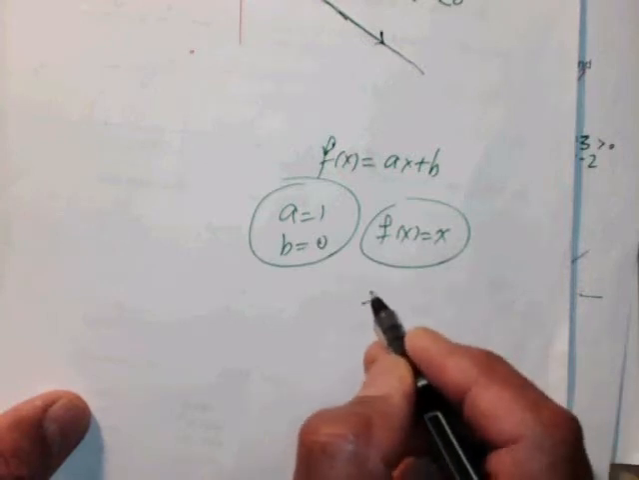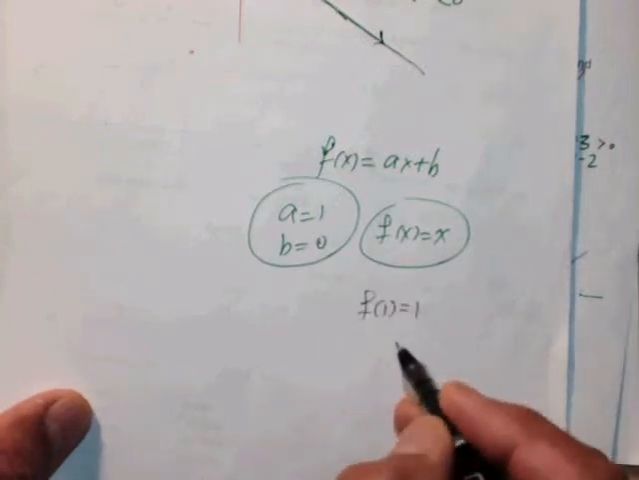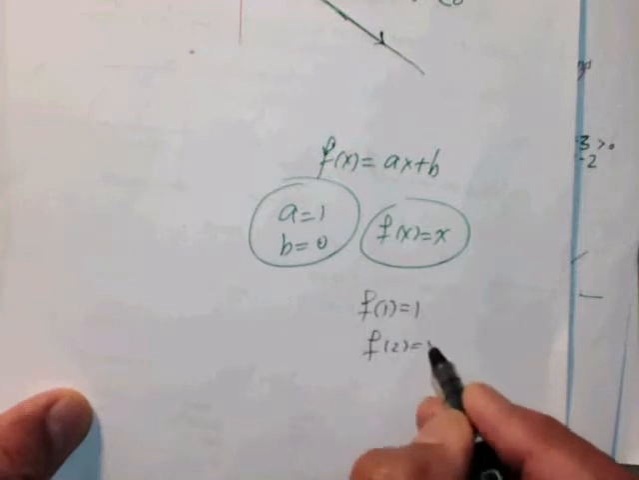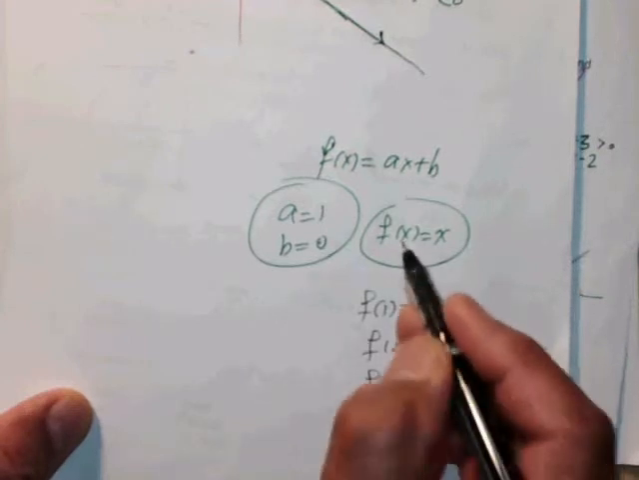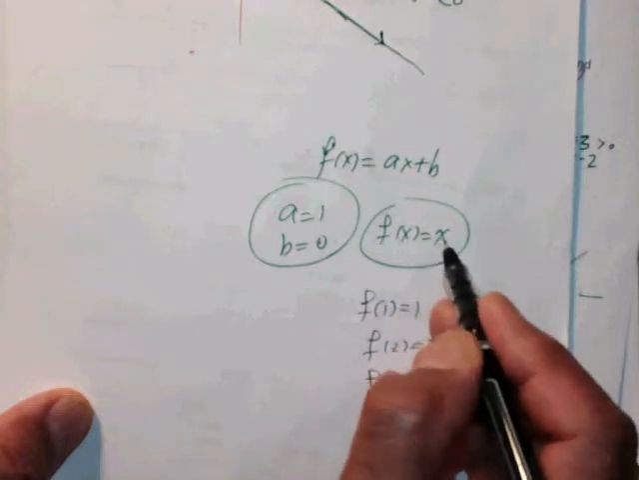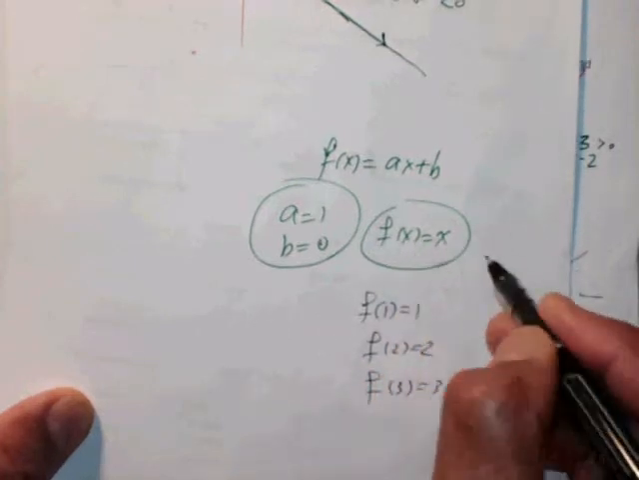Like f of 1 is 1, f of 2 is 2, f of 3 is 3, f of whatever x is, you get the same value for y. So y is equal to x, you see.